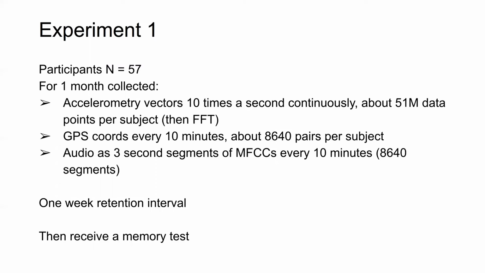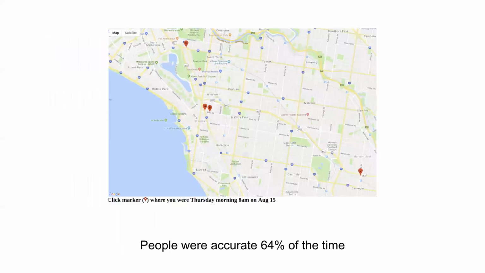There was a 1-week retention interval, and then they received a memory test. Each trial of the memory test involved them selecting from 4 locations. These were all locations that they had been at some point in time, and what they were given was a particular time, in this case Thursday morning 8 AM on August 15th, and they had to identify which of the 4 locations they were at. People were accurate about 64% of the time.